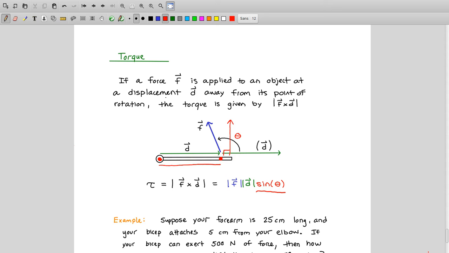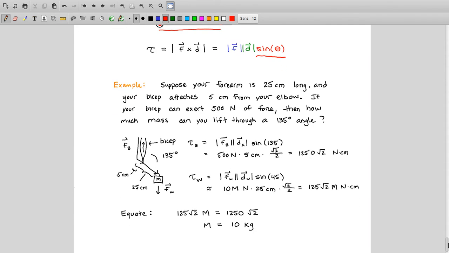One last example. Here's a physiology example involving torque. Suppose your forearm is 25 centimeters long, and your bicep attaches 5 centimeters from your elbow. The goal is to figure out how much weight you can lift given the strength of your bicep. Suppose your bicep can exert 500 newtons of force. How much mass can you lift through this 135-degree angle? You're down at the bottom, and then you're lifting it through this angle on your way up to do a curl. Suppose this is the hardest part, and the question is, how much mass can you lift through this angle?